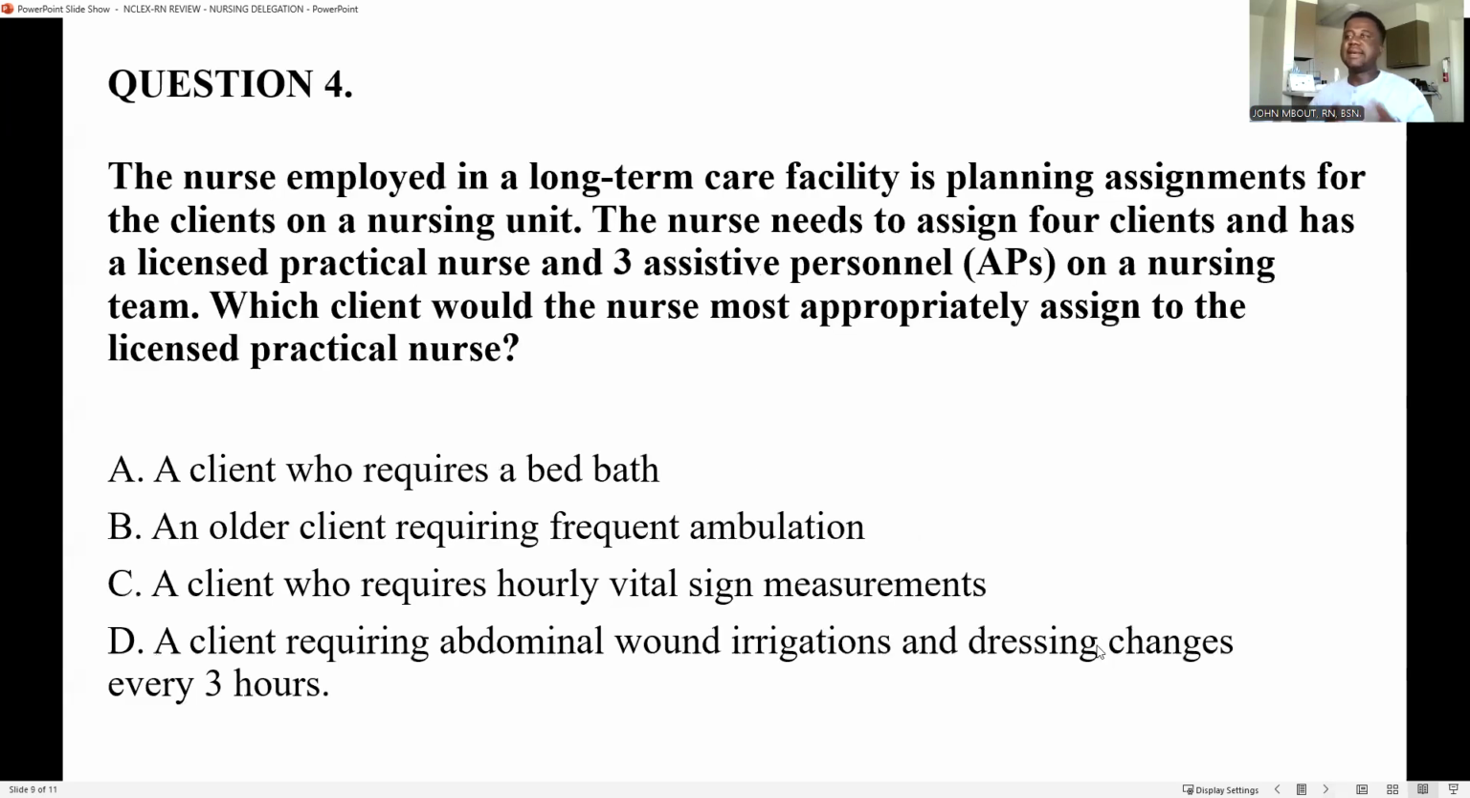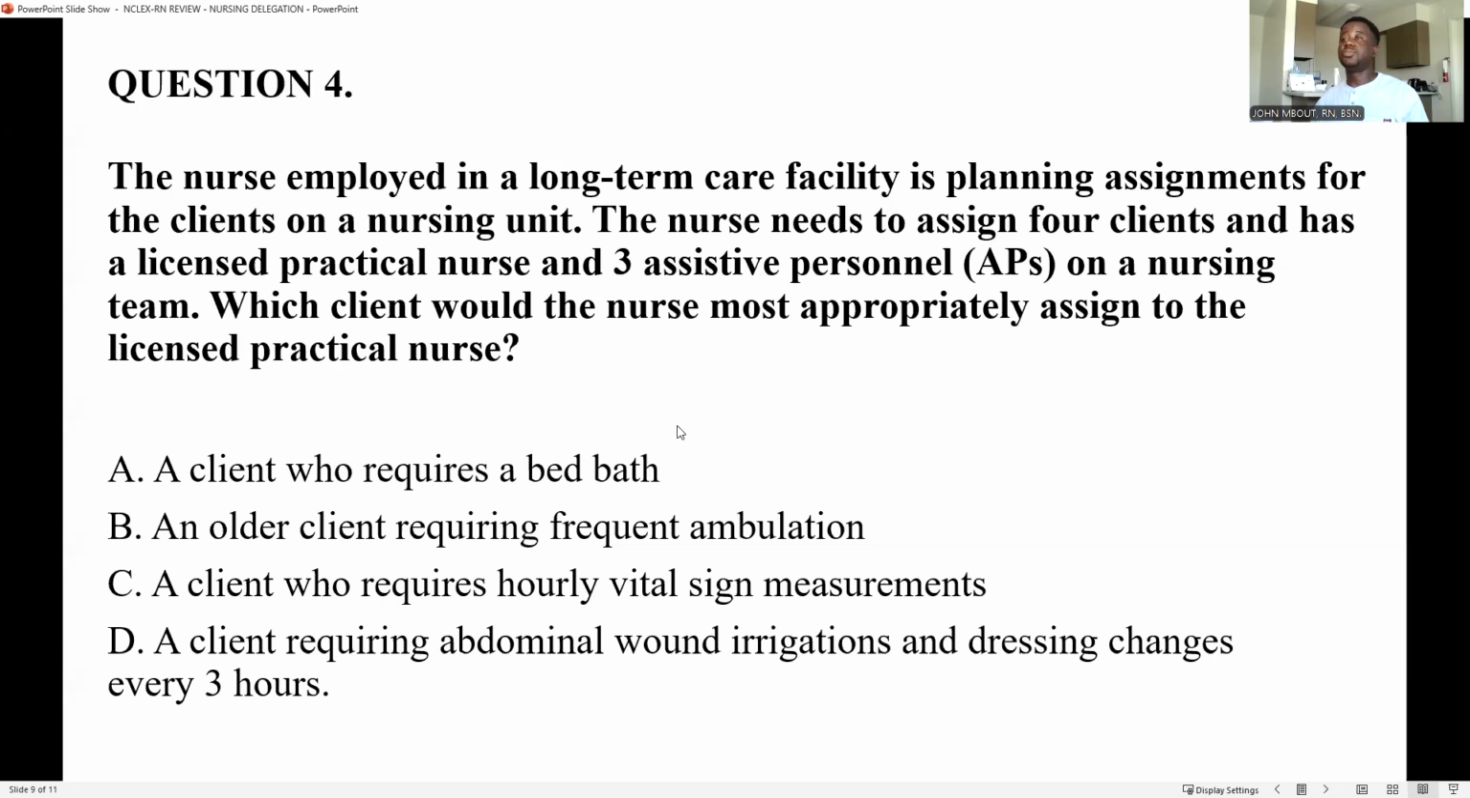4. The nurse employed in a long-term care facility is planning assignments for the clients on a nursing unit. The nurse needs to assign 4 clients and has a licensed practical nurse and 3 assistive personnel. On a nursing team, which client would the nurse most appropriately assign to the licensed practical nurse? This is very, very important. A very nice question. Okay?